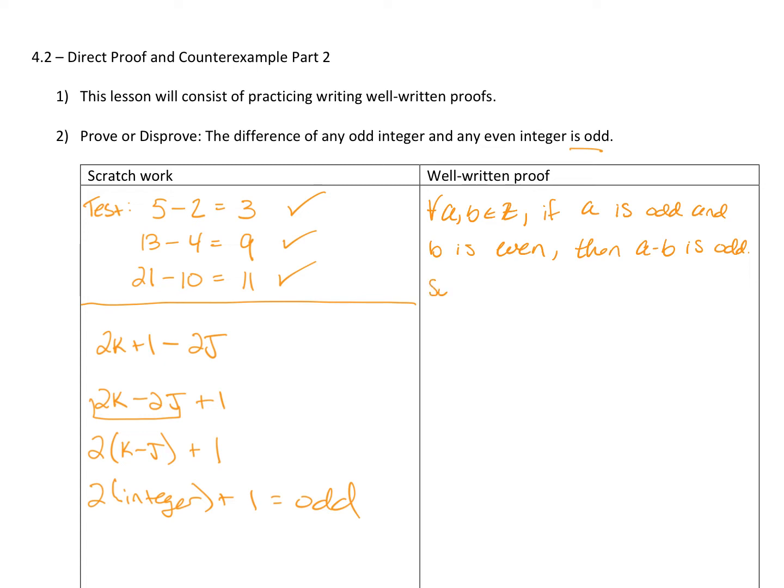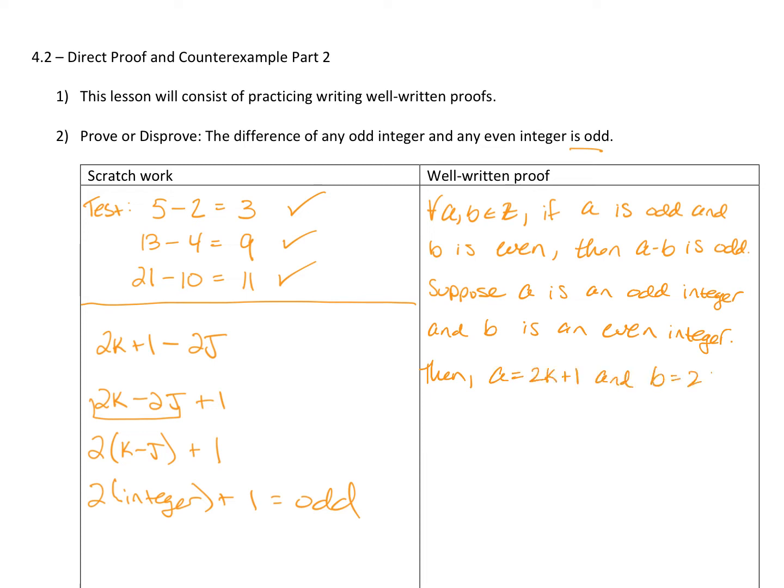Then we're going to say suppose the if part is true, that a is odd and b is even. Suppose a is an odd integer and b is an even integer. Then a is 2k plus 1 and b is 2j for some k and j in the integers.